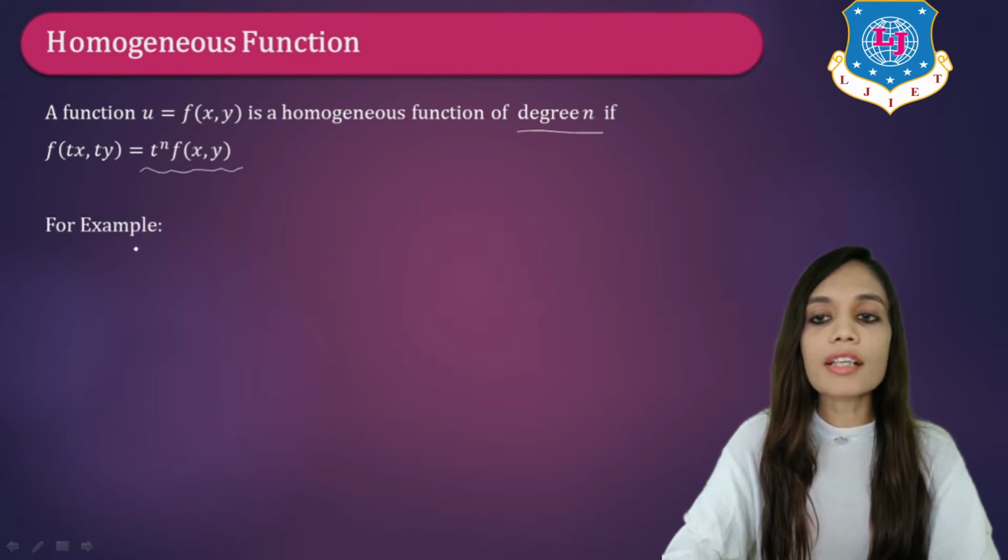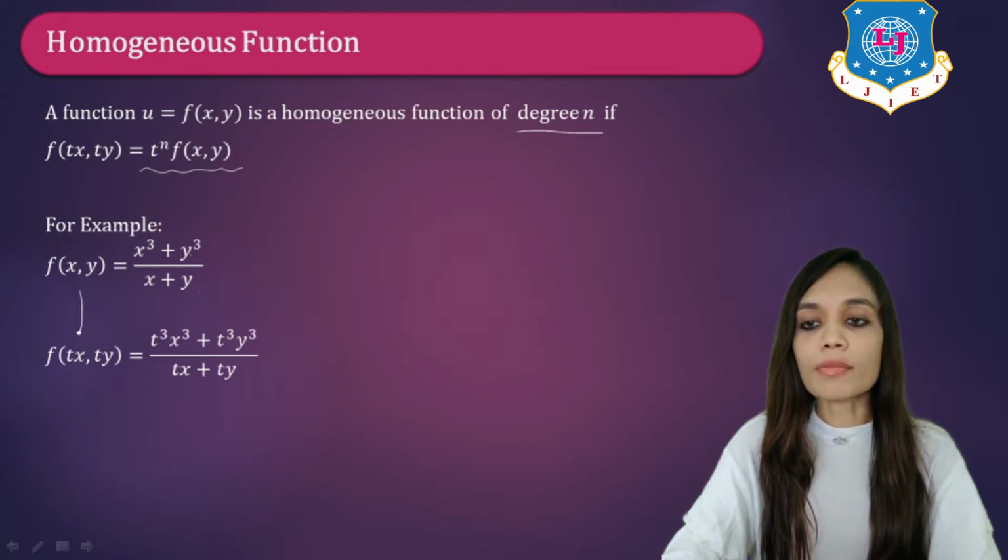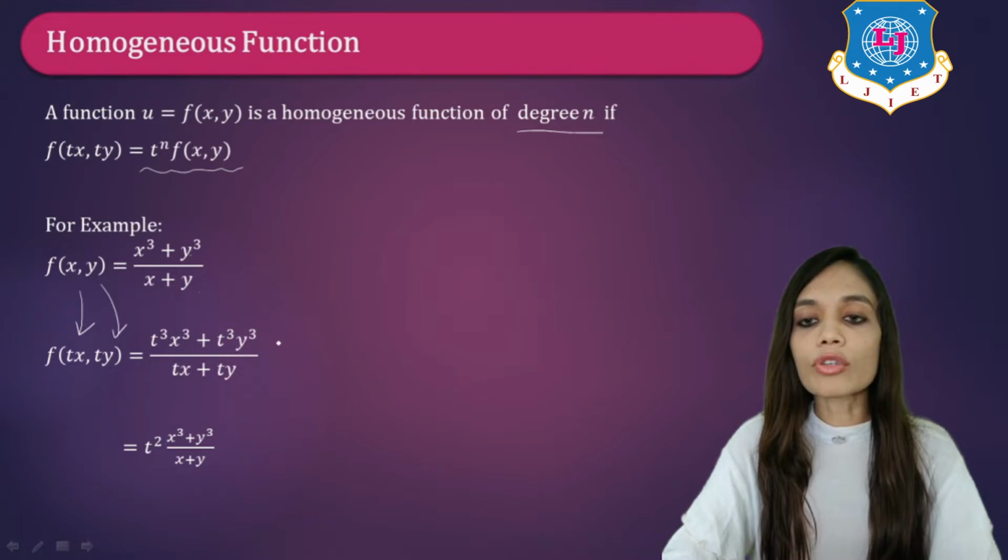So let us see one example. If f of x comma y is equal to x cube plus y cube upon x plus y. Firstly we will replace x by tx and y by ty. So on replacing, what you will get? t cube x cube plus t cube y cube upon tx plus ty. Now we will simplify this. So we will take out t cube from the numerator common and t from the denominator common. So what you will get? t square times x cube plus y cube upon x plus y.